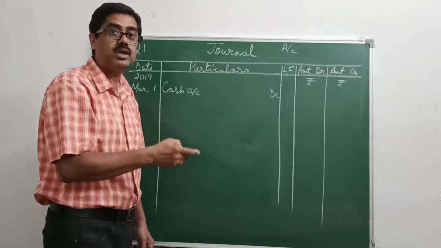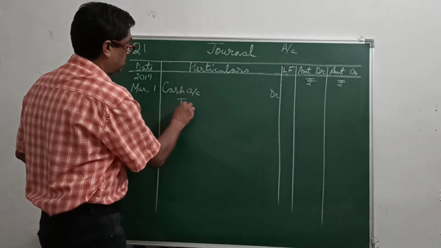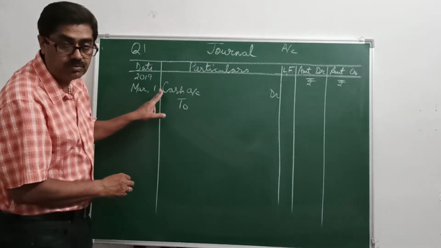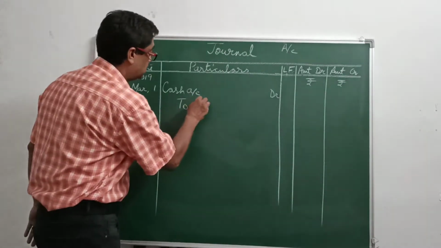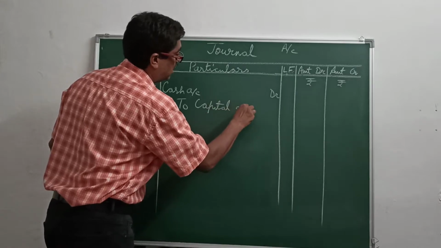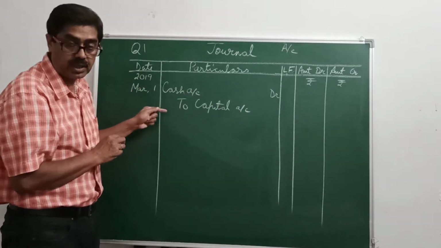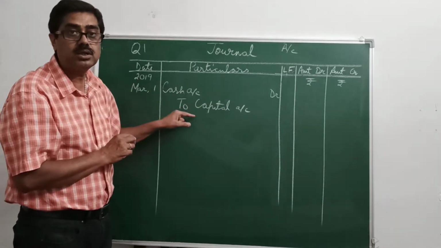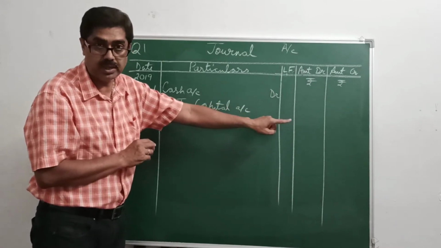Whenever you are passing entry, you say cash account debit, then "To". You have to leave 2 finger space. You don't have to keep a finger, but you have to see that it goes under S or H. So "To" capital account. So first line will be a debit line, second line will be your credit line. One account will be debited, the other account will be credited with the amounts, which is called double entry system.